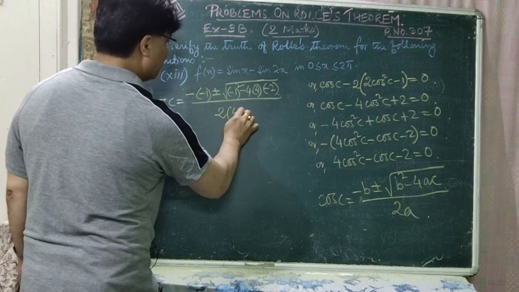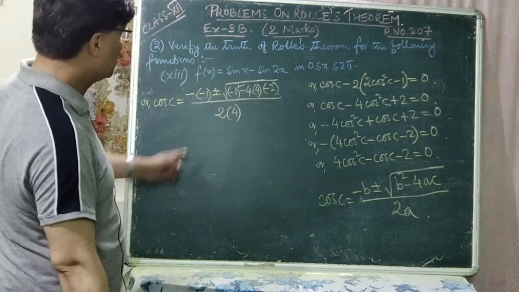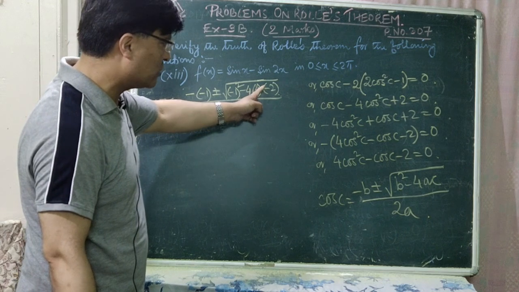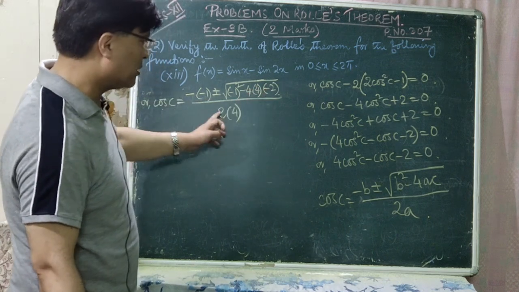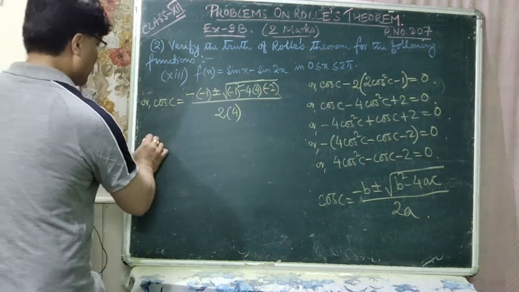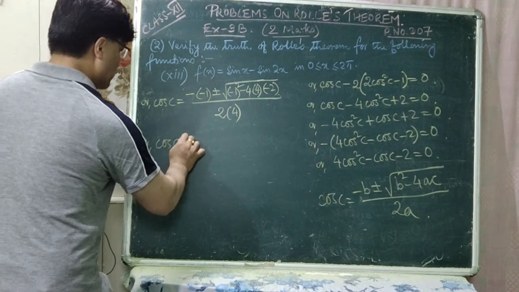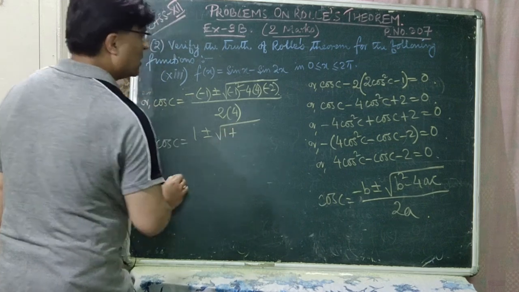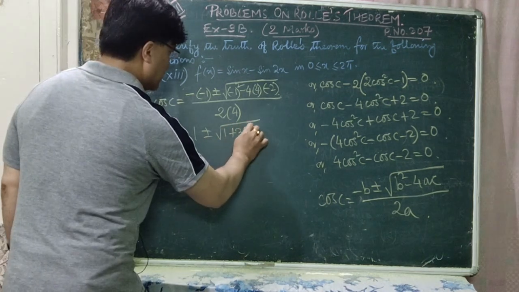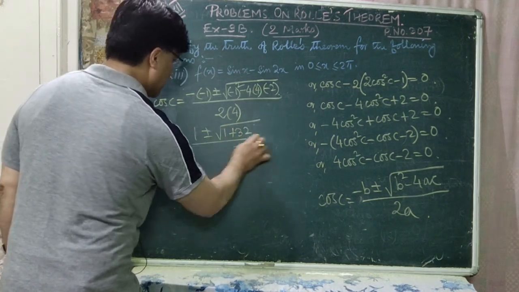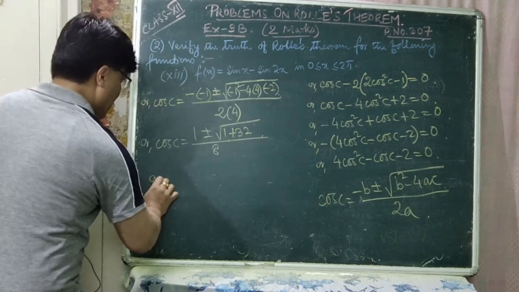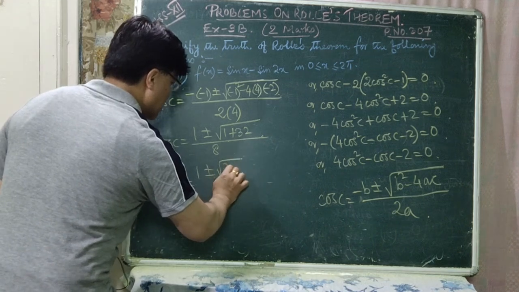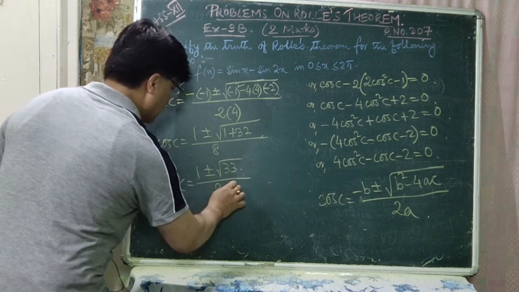A here is 4. Is that clear? So b is minus 1, minus 4 into a, that is 4 into c, which is minus 2, all divided by 2 into a, which is 4. Right? Cos c is equal to plus 1 plus minus root over 1 plus 32, since 4 4s are 16, 2 16s are 32, divided by 8. So cos c is equal to 1 plus minus root over 33, the whole divided by 8.